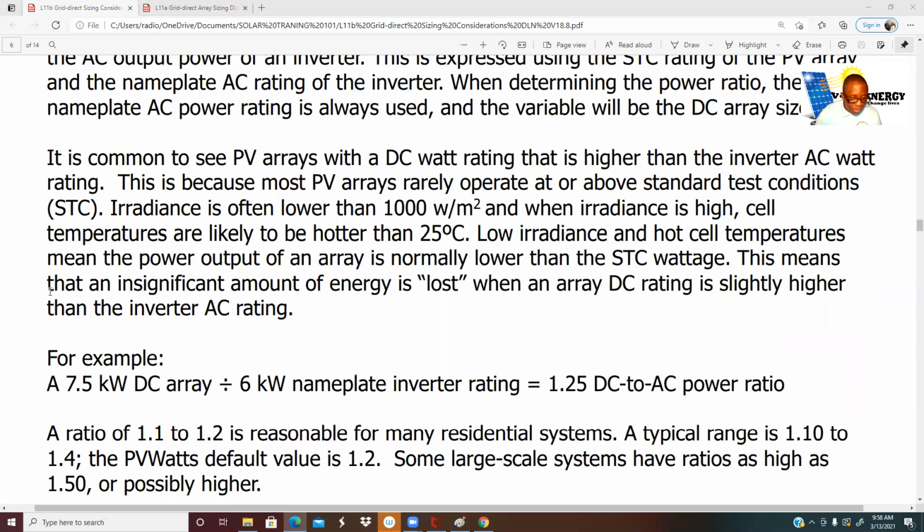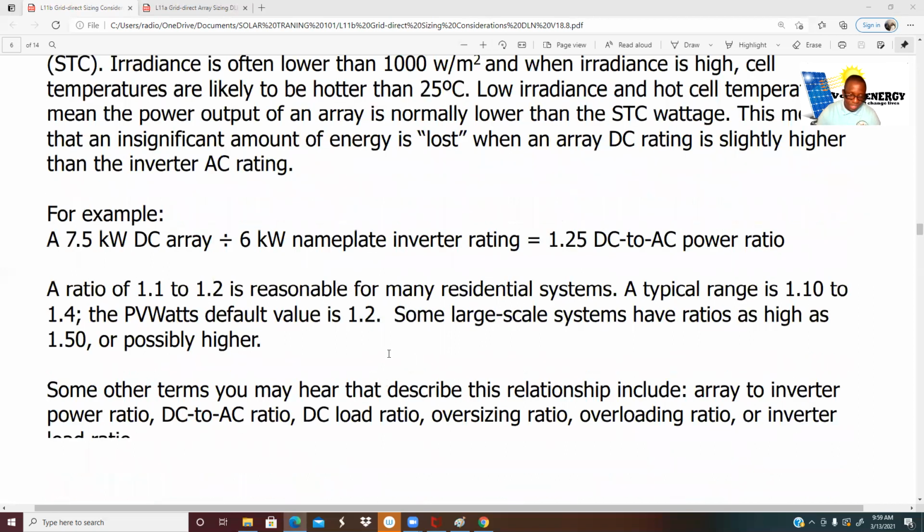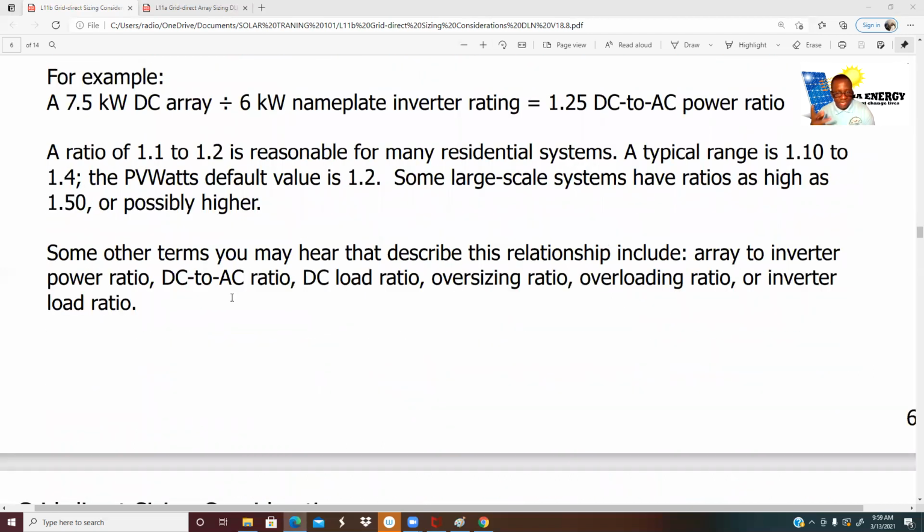A ratio of 1.1 to 1.2 is reasonable for many residential systems. A typical array is 1.10 to 1.4. The PVWatts default value is 1.2. Some large-scale systems have ratios as high as 1.50 or possibly higher. Some other terms you may hear that describe this relationship include array to inverter power ratio, DC to AC ratio, DC load ratio, oversize ratio, overload ratio, or inverter load ratio. These you may hear.